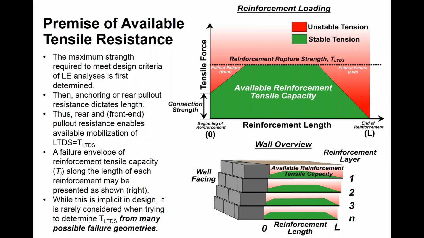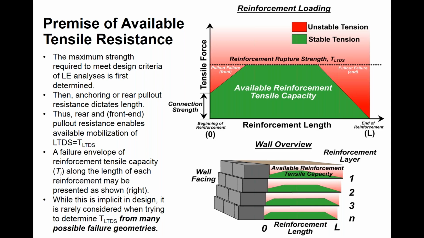And then what we do is we check the anchoring and rear pull-out resistance. That dictates how long we have to make the reinforcements. If pull-out occurs, if we see it being critical, we have to lengthen reinforcements. And that changes construction specifications, excavation, all that. It costs money. So rear and front end pull-out resistance enables us to mobilize that long-term design strength. If we want to actually have the reinforcement mobilize its strength, it's got to have sufficient pull-out resistance both at the front and back of the reinforcements.